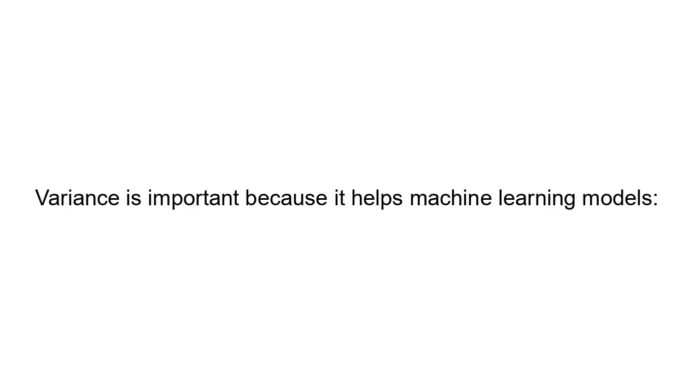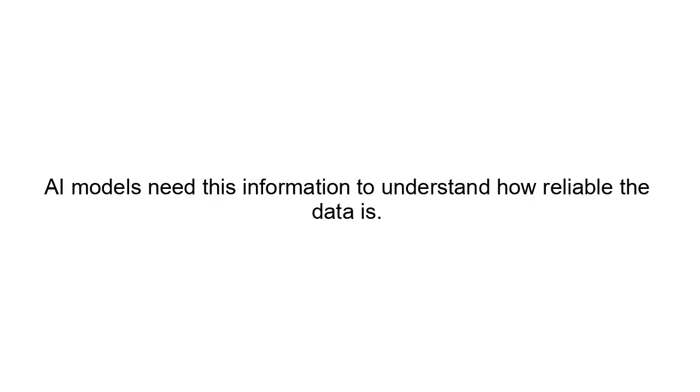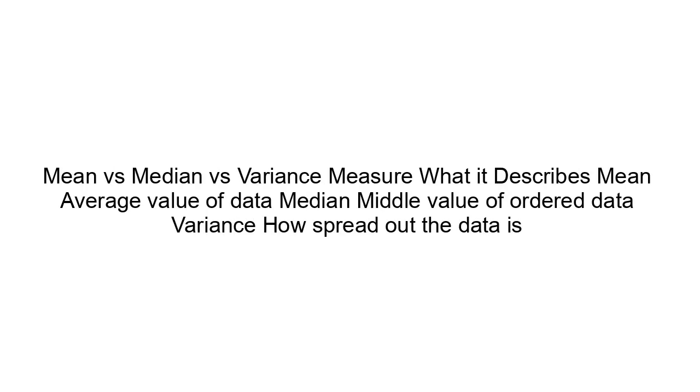Why variance is important in AI? Variance is important because it helps machine learning models understand data distribution, detect unusual values, normalize datasets, and improve model accuracy. Example, two datasets. Dataset A: 29, 30, 31. Dataset B: 10, 30, 50. Both datasets have the same mean, 30. But dataset B has much higher variance. AI models need this information to understand how reliable the data is.